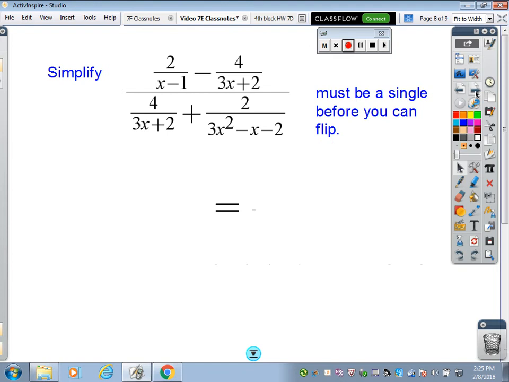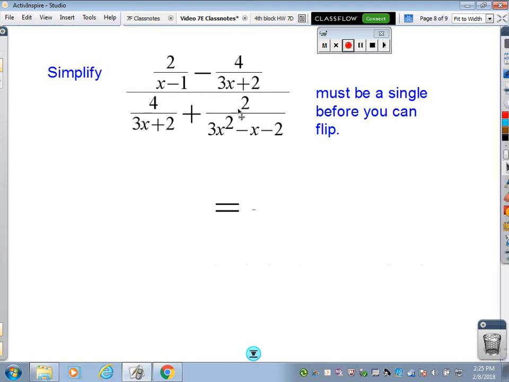Finally, let's look at one more complex fraction. Now, we have to have a single fraction in the denominator before I can flip. So that means I've got to do some work on this. I look at this. Everybody's in standard form. I look at the numerator. I'm going to have to get a common fraction here and a common fraction on the denominator.